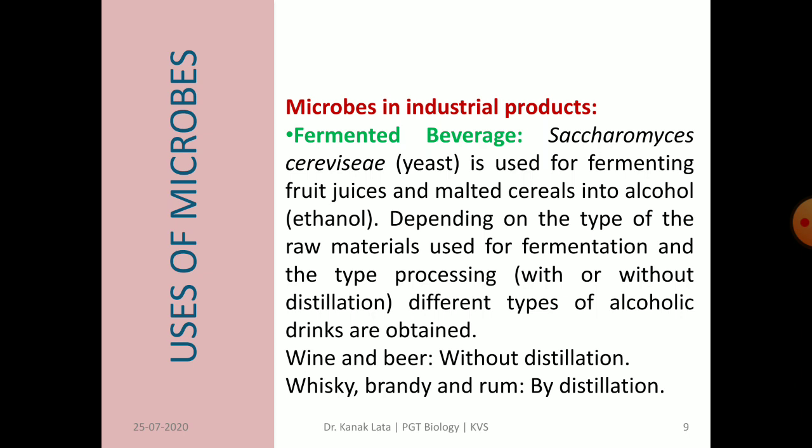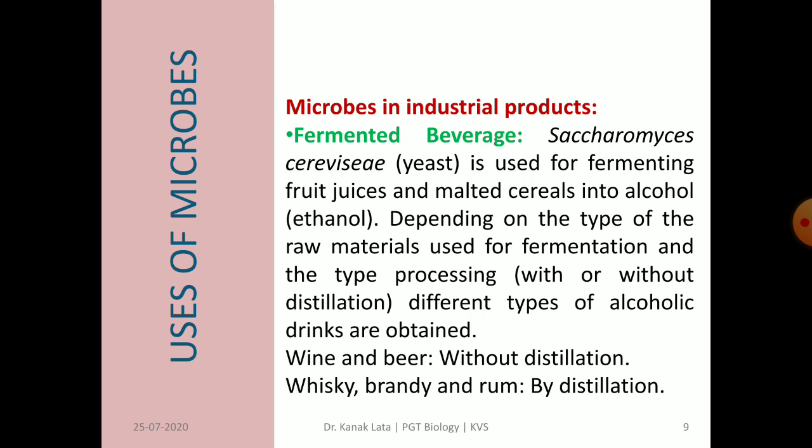Saccharomyces cerevisiae, called brewer's yeast, is used for fermenting fruit juices and malted cereals, and these are fermented to form alcohol, that is ethanol or ethyl alcohol. During this process, depending upon the type of raw materials used for fermentation and the type of processing, different types of alcoholic drinks may be obtained. For example, wine and beer.